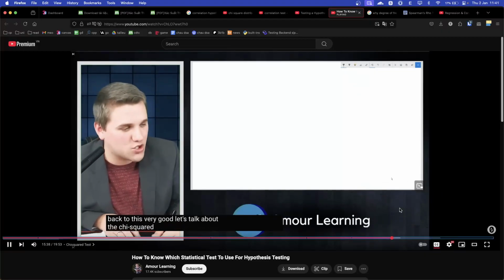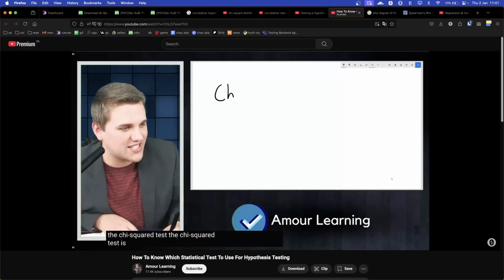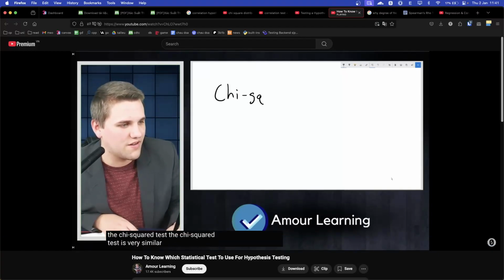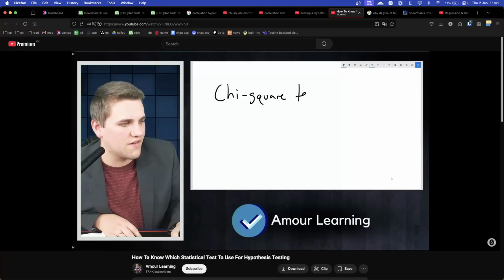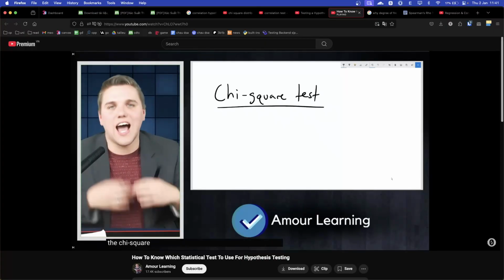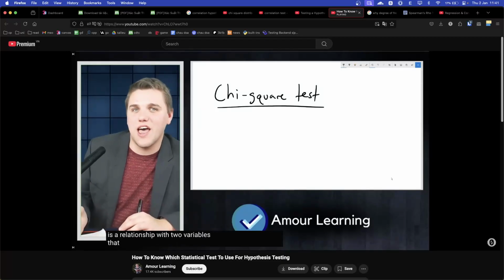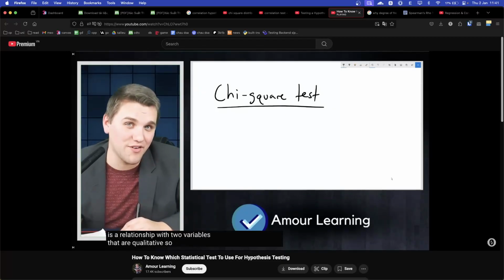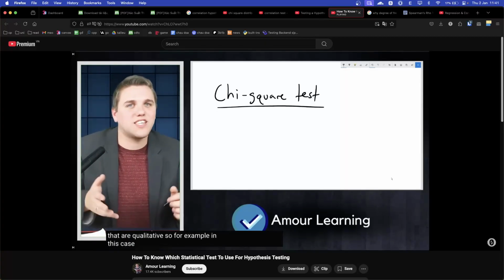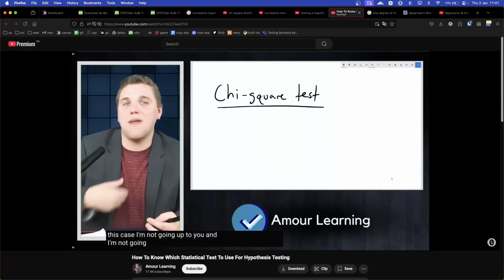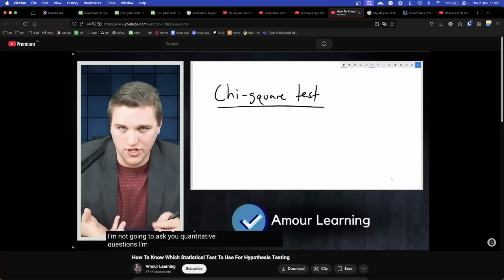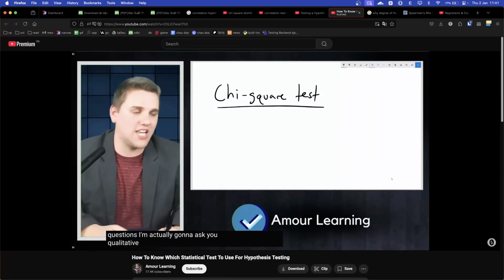Let's talk about the chi-square test. The chi-square test determines if there is a relationship between two variables that are qualitative. So in this case, I'm not going to ask you quantitative questions. I'm actually going to ask you qualitative questions.